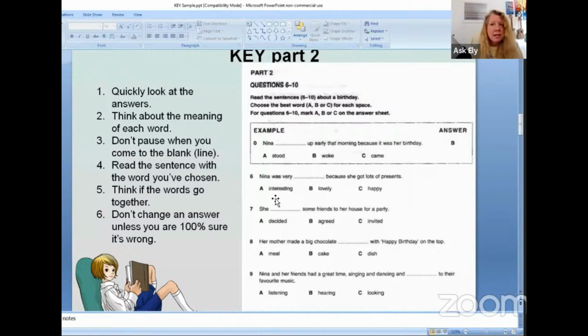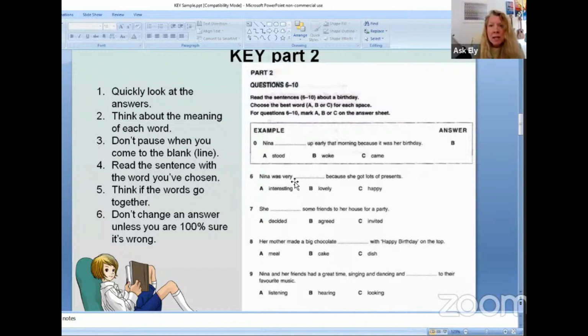Okay, let's look at the next sentence. We have interesting, lovely, happy. Okay, interesting means, yeah, something that's, wow, interesting. That's fascinating. That's interesting. That's not quite amazing, but interesting. It's like good to know. Lovely, beautiful. Happy, the opposite of sad, happy. Nina was very because she got lots of presents.